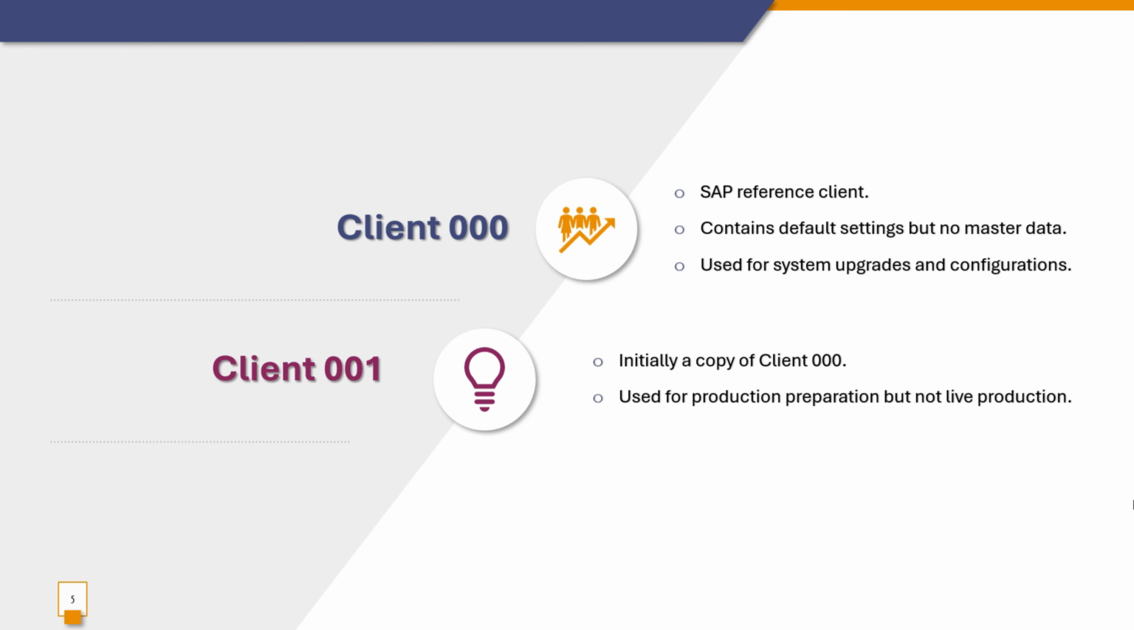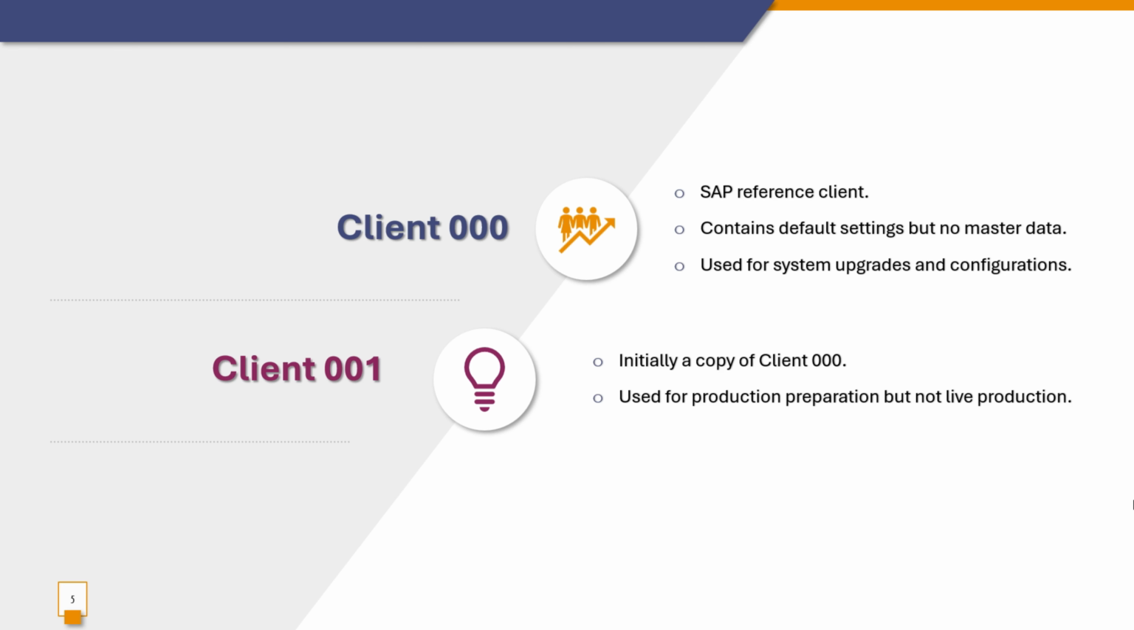When I say master data, it is the data that remains in the system for a much longer period of time, and business users repeatedly access the master data to perform the business functions or transactions for their daily production. Master data in a client is only visible within that client and cannot be displayed or changed from another client. As I said, client 000 contains the default settings but no master data. It's primarily used for system upgrades and configurations.